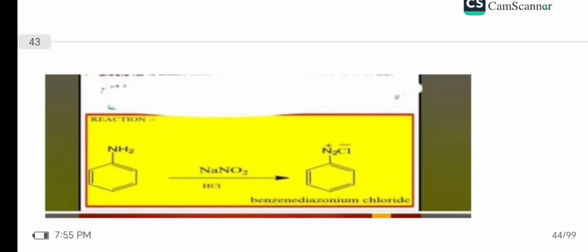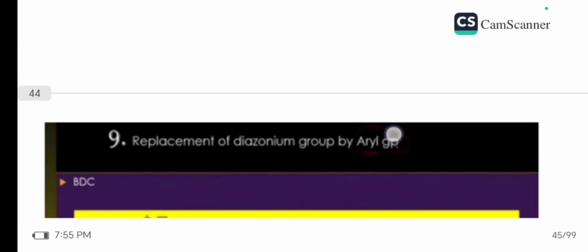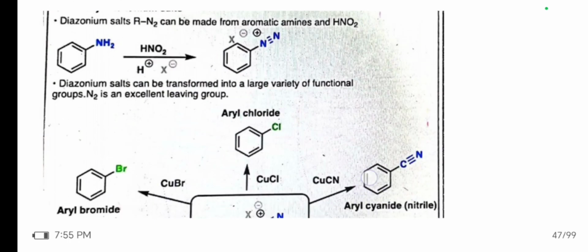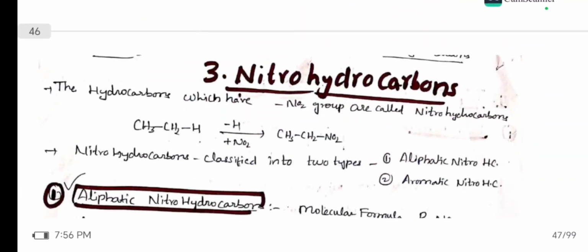Next, benzene diazonium chloride. At least remember the reaction. BDC salt. Leave the mechanism. At least read the reaction. This is also simple only. Coupling reactions, all reactions. These are the benzene diazonium chloride reactions. You can leave this one.